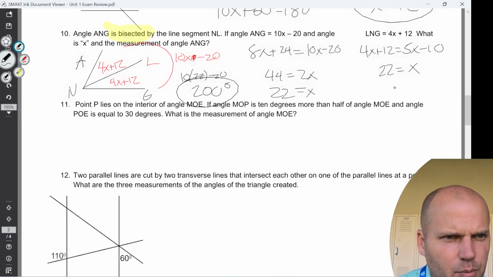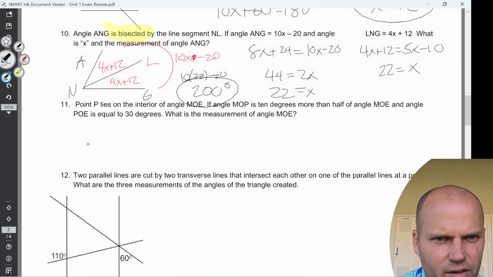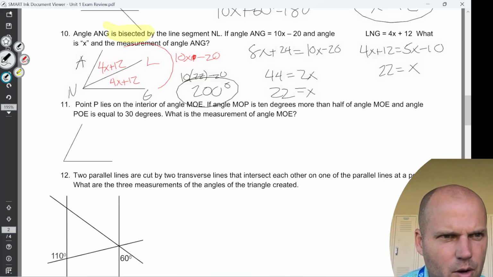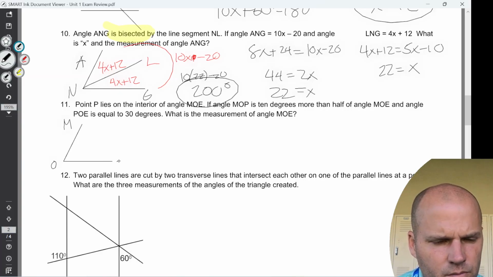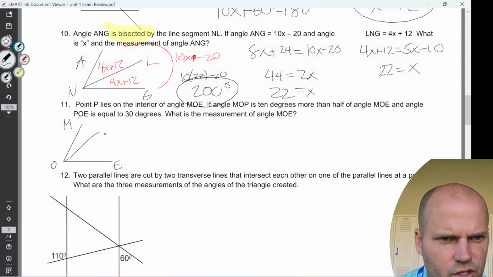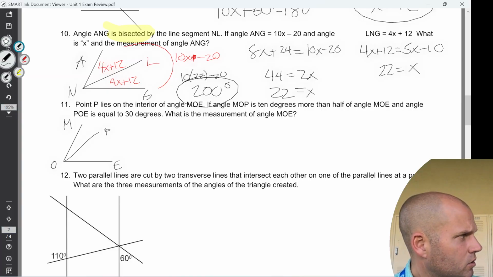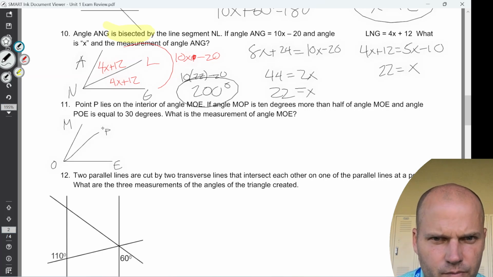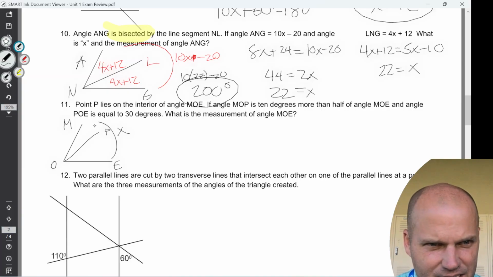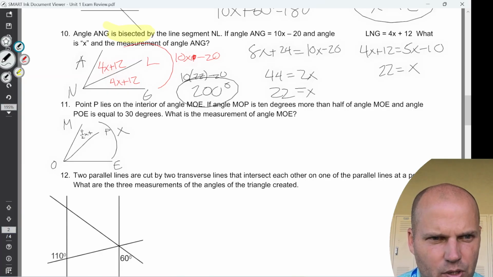Question number 11. Point P lies on the interior of angle MOE. Okay, MOE is the big angle. P is in the interior, so OP, don't assume it splits it in half. MOP is 10 degrees more than half of MOE. I don't know MOE, so I'm going to say MOE is X. MOP is 1/2 X plus 10.